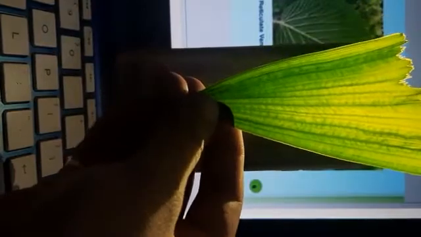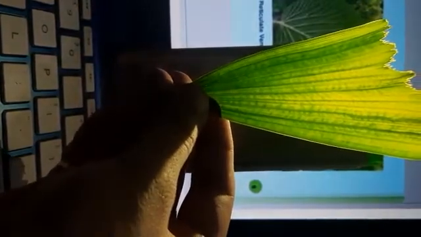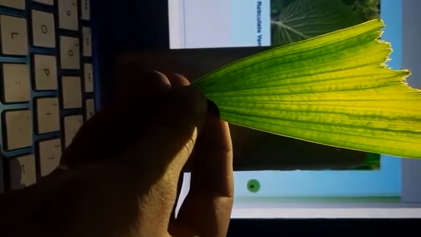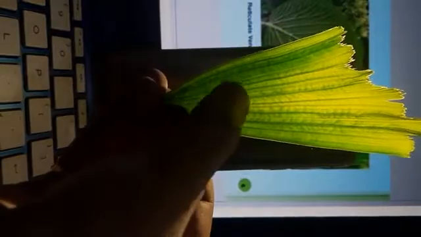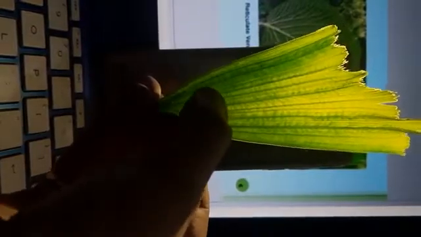So this leaf also has reticulate venation. And I showed you in my previous video the veins coming out of the leaves of the stem. The similar veins are like this here. These are the continuation of those.